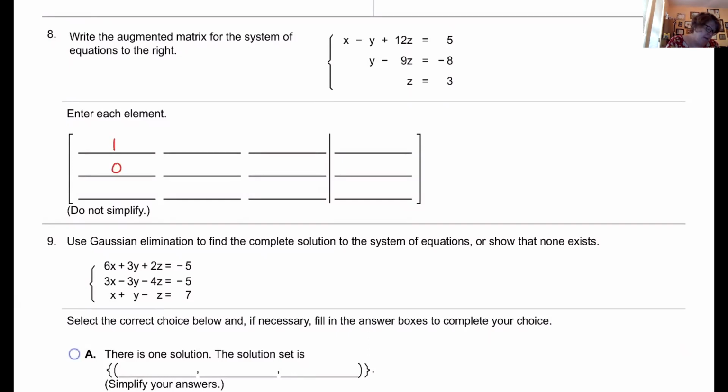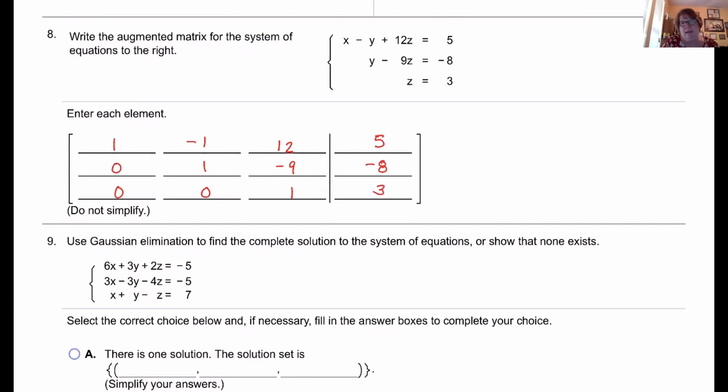Now, in MyMathLab, you can input this by rows or columns by clicking wherever you want to in the augmented matrix. The second column are the coefficients on my y's. My first equation, the coefficient on y is -1. In the second equation, the coefficient on y is +1. In the third equation, y is missing, so the coefficient on y is 0. So I'm going to get -1, 1, 0. The third column in my augmented matrix is the coefficients on my z's. So what do I have? 12, -9, 1. And then my fourth column is my constants.